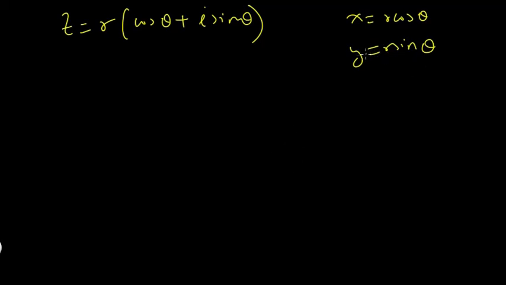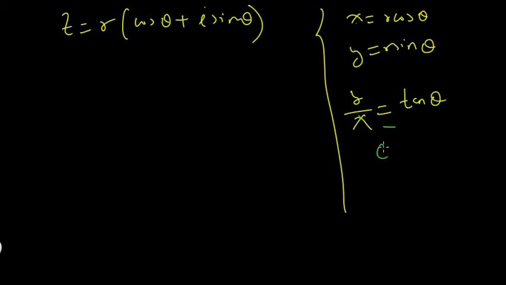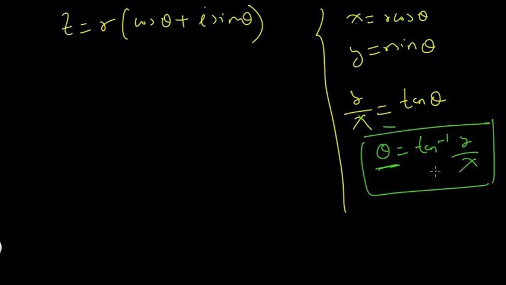So from here if I divide y by x, it becomes y by x, and on the right the r cancels, and this becomes tan theta. Okay, so if I take tan to the other side, theta is equal to tan inverse y by x, right? So this theta is also called the argument. Okay, so this theta is called the argument.